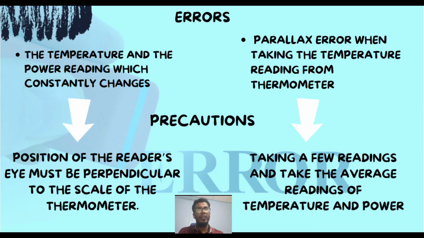One of the errors in the experiment is that the temperature and power readings constantly change as we record the readings from the electronic thermometer and wattmeter. This error can be reduced by taking a few readings and averaging the temperature and power readings. The next one is the parallax error, which might have occurred when taking the temperature reading from the thermometer. To minimize this error, the position of the reader's eye must be perpendicular to the scale of the thermometer. That's all from me.